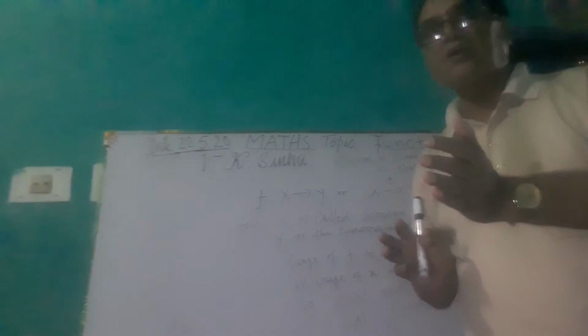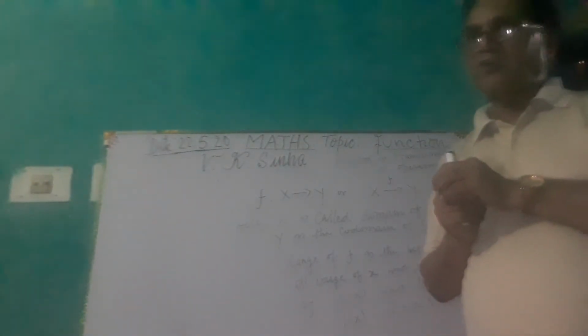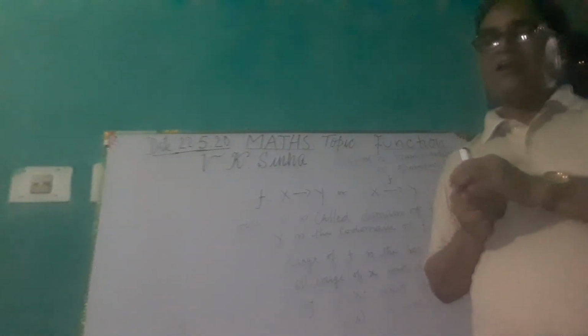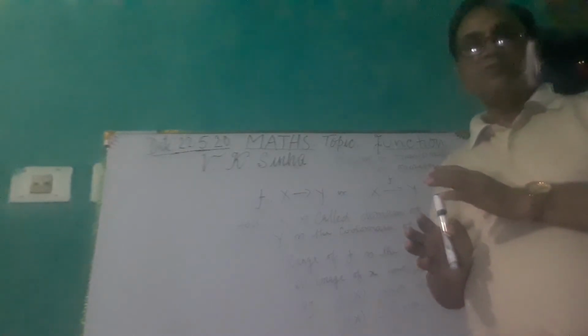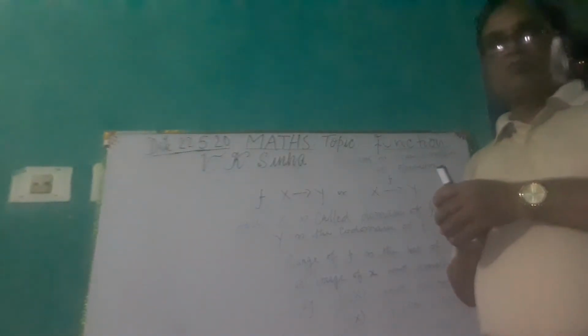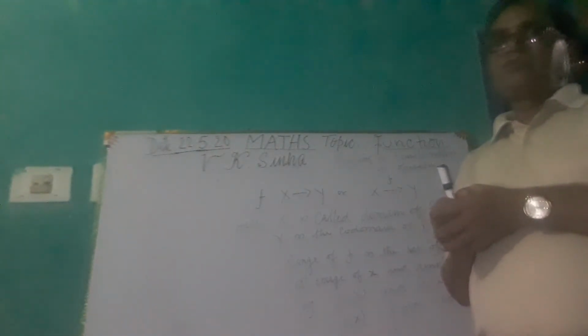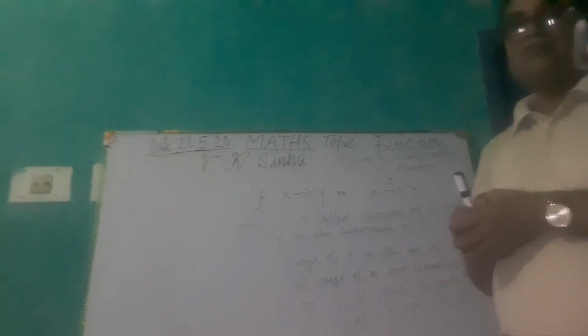And if all the elements of the codomain are the image of some element of the domain, then the function is onto. And if at least one element of the codomain is not the image of any element of the domain, then we say that the function is into.